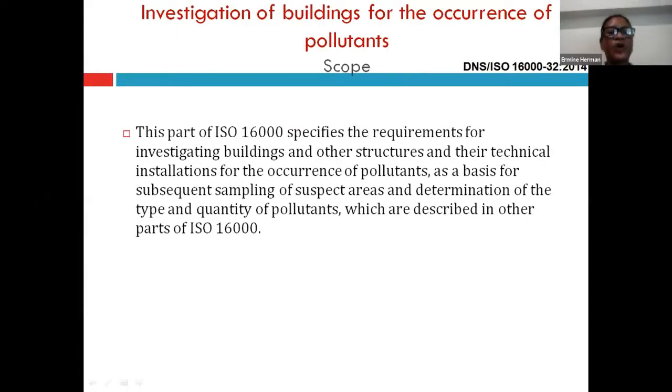So the scope specifies the requirements for investigating buildings and other structures and the technical installations for the occurrence of pollutants as a basis for subsequent sampling of suspect areas and determination of the type and the quantity of pollutants, which are described in other parts of the standard.